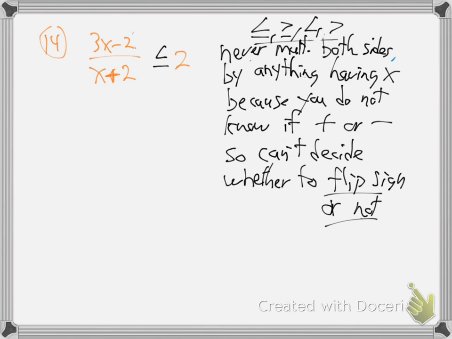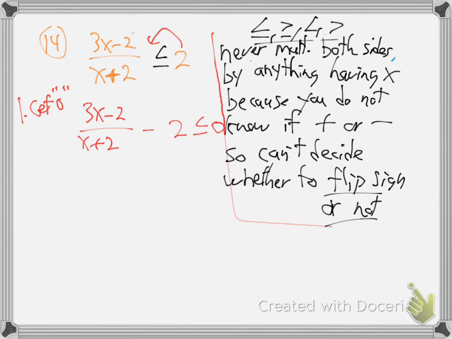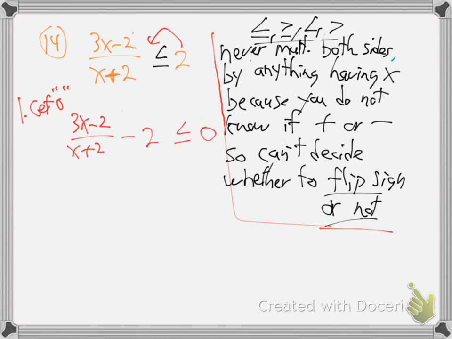All right, so that's a long story about what not to do. So what do we do? That's why I give you that whole process. Because we can't do that, we have to do something kind of difficult. Step 1, get a 0. So bring this over. So it becomes 3x minus 2 over x plus 2 minus 2 less than or equal to 0. We good there? Step 1, get a 0.